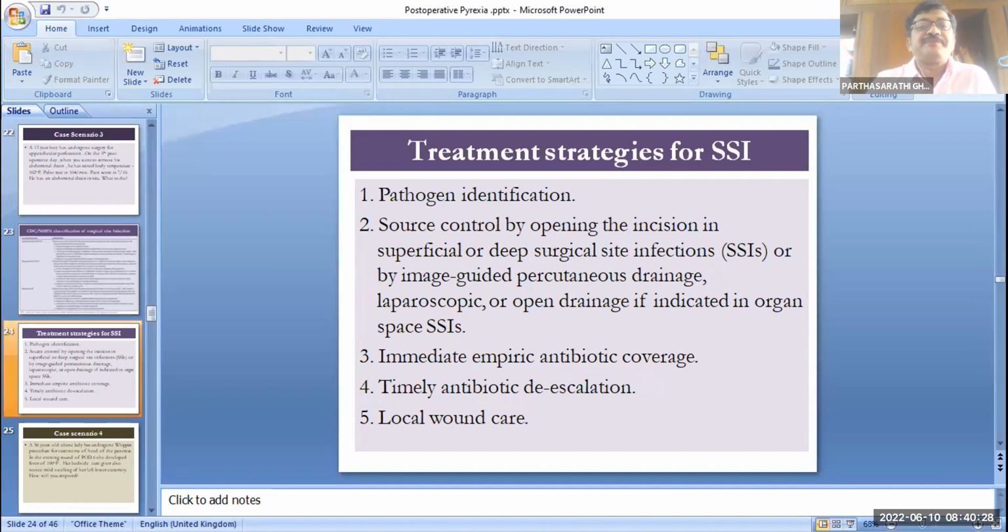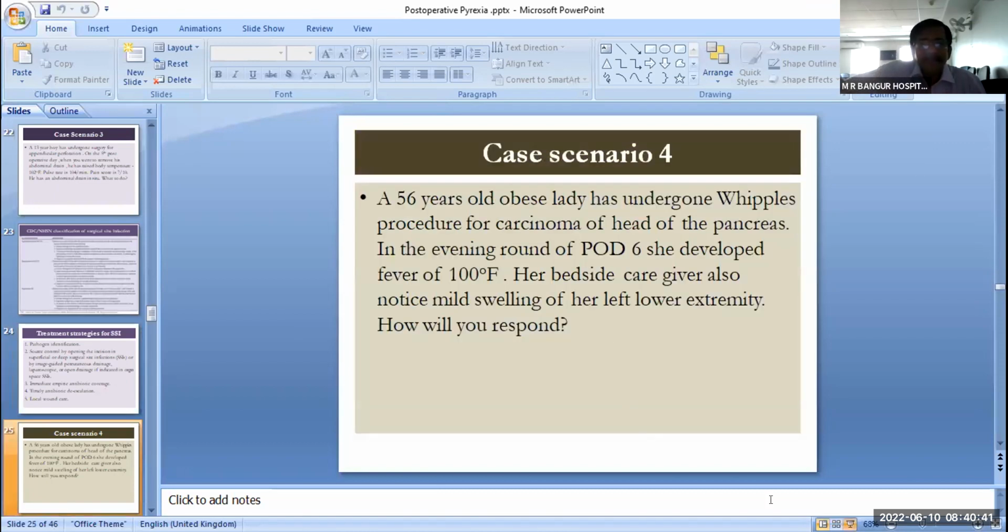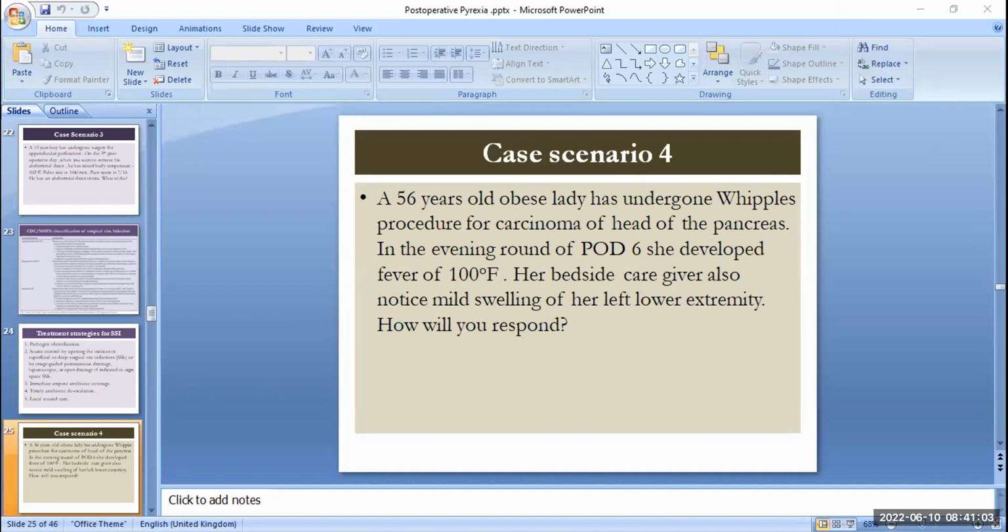Yes. Right. Now, case scenario 4. A 56-year-old obese lady has undergone Whipple's procedure for carcinoma of the head of the pancreas. In the evening round of post-operative day 6, she developed fever of 100 degrees Fahrenheit. Her bedside caregiver also noticed mild swelling of the left lower extremity. How will you respond in the evening round? That is what I want to know.